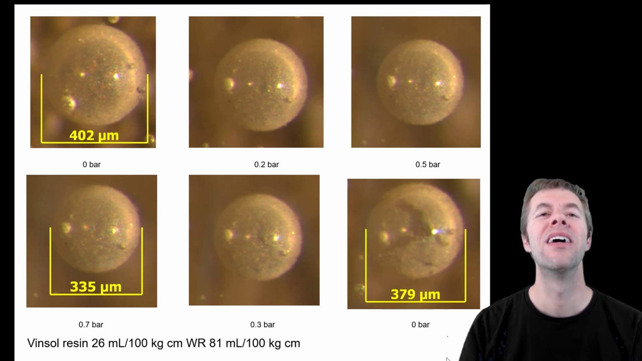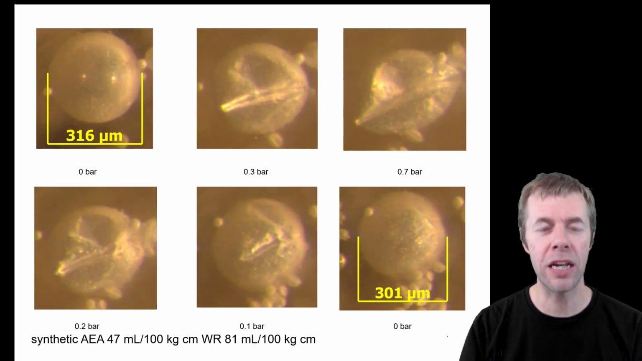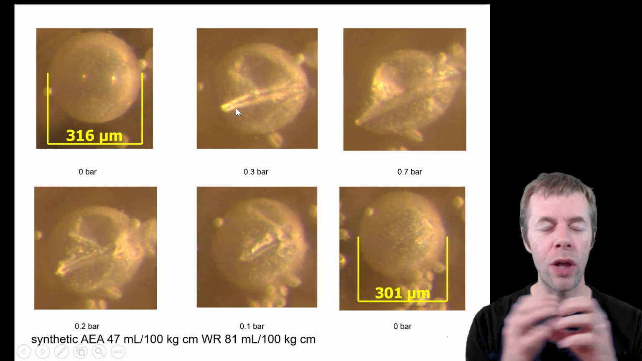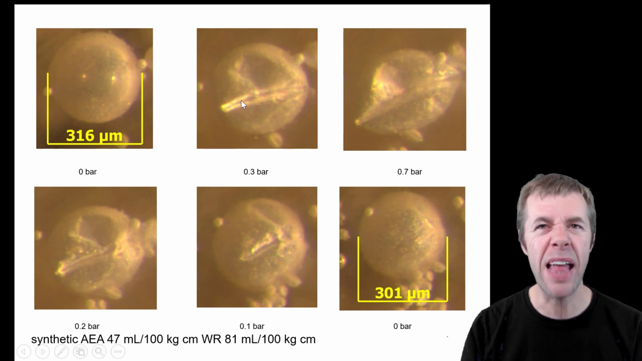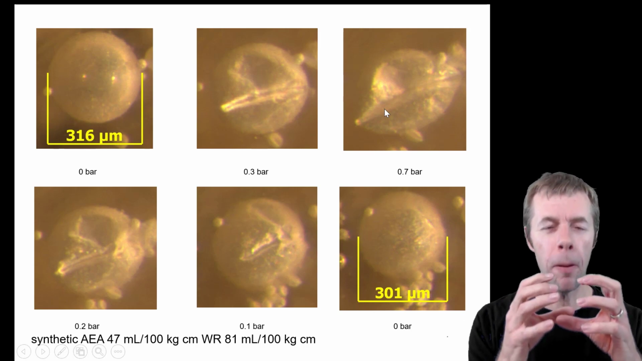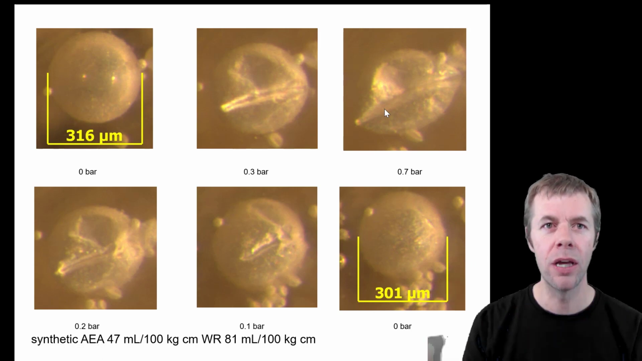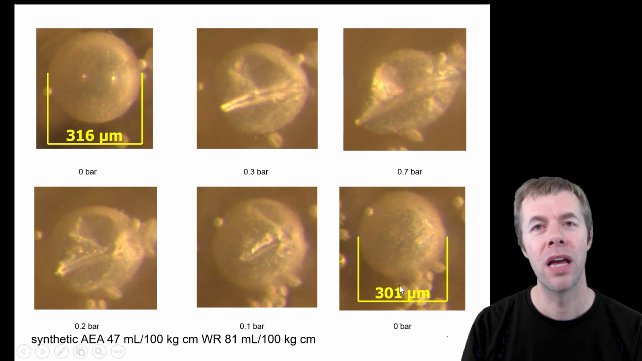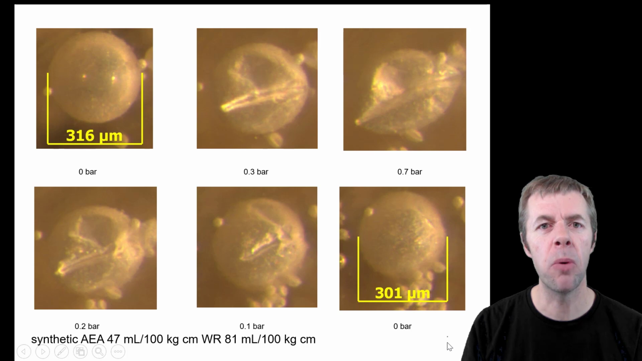Crazy, right? Now let's look at a different system, a synthetic air entraining agent, or a sodium oleate. When you increase the pressure, it doesn't just shrink like a normal bubble. It bends and twists and buckles, almost like a Walmart bag being squeezed. And then when you decrease the pressure, it comes back, and it's a pristine bubble.